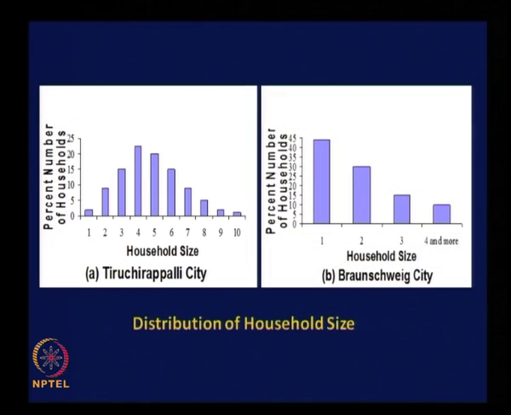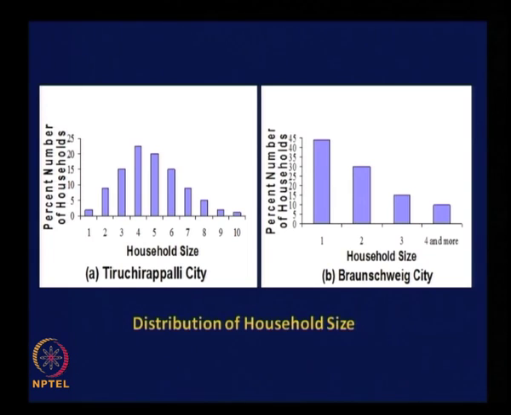Braunschweig is in the northern part of Germany, nearer to the well known city of Berlin, and I was also able to get involved myself in that planning work which was just going on. My counterpart, a professor in the Technical University of Braunschweig, was involved in the planning process, and this is the information pertaining to Braunschweig city about the distribution of household size.